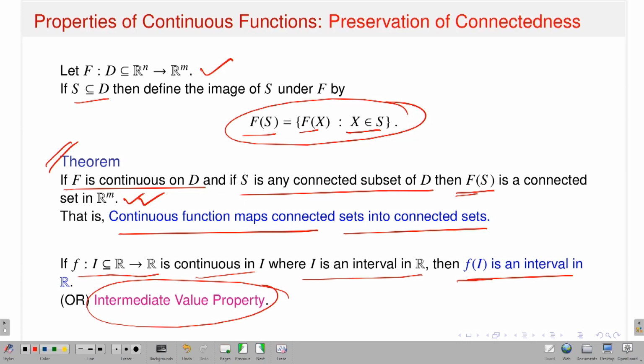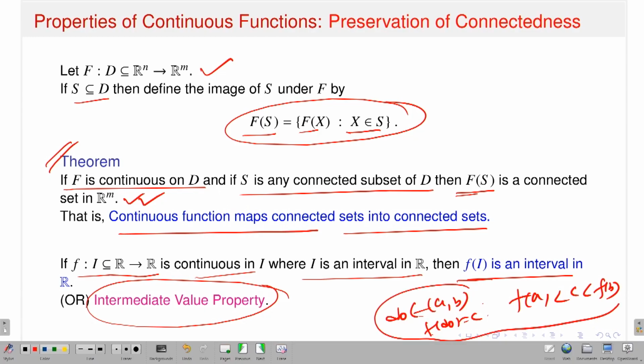That means if I take any two distinct values in the range, f(a) and f(b), and take any value c between them, say f(a) less than c less than f(b), then there exists a point d naught in the open interval (a, b) such that f of d naught is exactly equal to c. This is the intermediate value property, which means it maps interval to interval. So I can think of it as the intermediate value property for real valued functions of a real variable, when n equals m equals 1. In the context of Rn to Rm, a continuous function maps a connected set to a connected set.